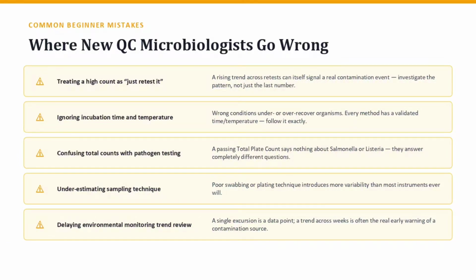The fourth mistake is underestimating sampling technique. Poor swabbing or poor plating technique introduces more variability into your results than almost any instrument ever will. And the fifth mistake is delaying the review of environmental monitoring trends. A single excursion is just one data point, but a trend building across several weeks is very often the earliest warning you will get of a real contamination source, before it ever shows up in a finished product result.